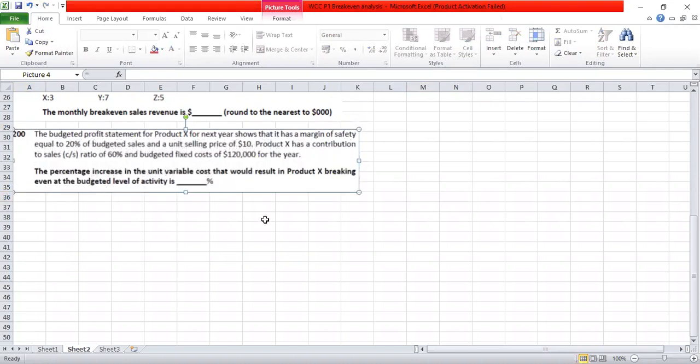The budgeted profit statement for product X for next year shows that it has a margin of safety equal to 20% of budgeted sales and a unit selling price of 10. Product X has a contribution to sales ratio of 60%, budgeted fixed cost of 120,000 for the year. The percentage increase in the unit variable cost that would result in product X breaking even at the budgeted level of activity is dash percentage.